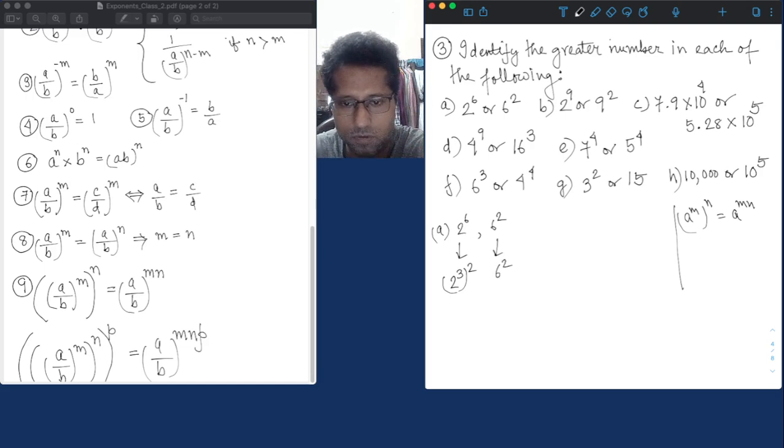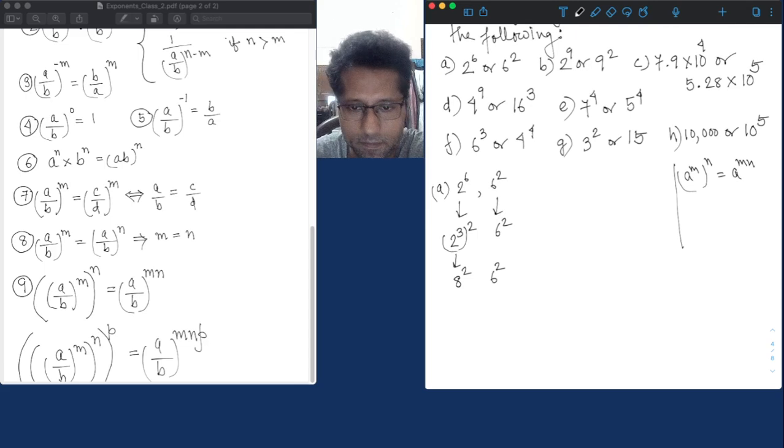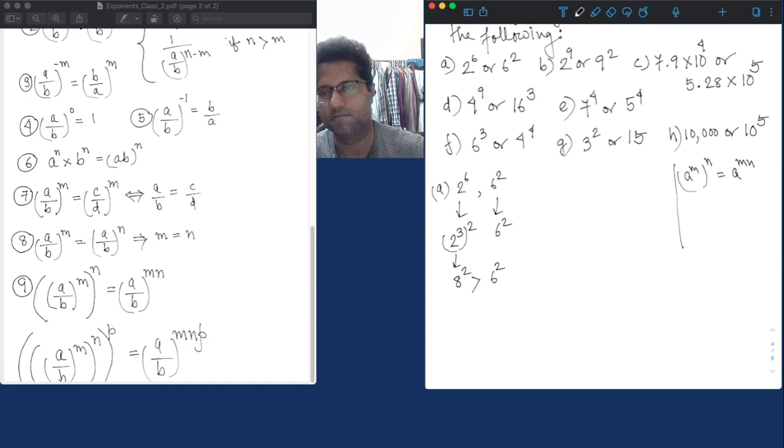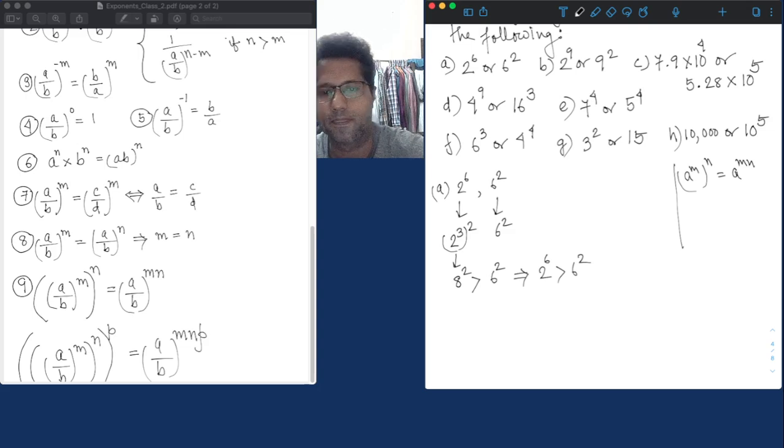So now we have 2 cube, which is 8. So 8 square and 6 square. We now have to compare 8 square and 6 square, and definitely we can say that this is greater because the powers are the same. Then we compare the base, and 8 is greater than 6. So definitely 2 to the power 6 is greater than 6 square. I hope it's clear.